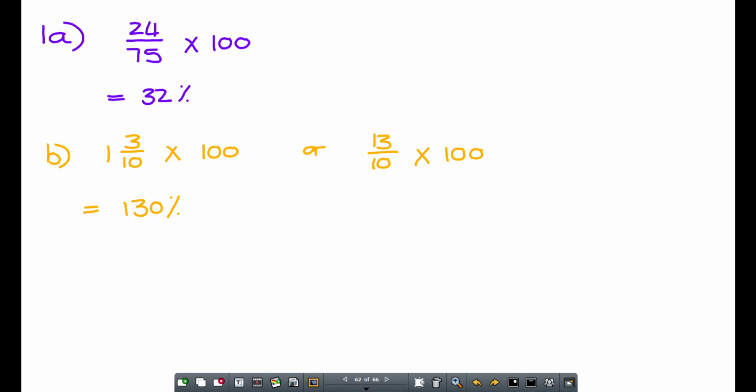Okay, then 2A says change these percentages into their equivalent fraction forms. Okay, so 42% is the same as 42 over 100. Now, is that the simplest form? No. Simplest form would be 21 over 50.